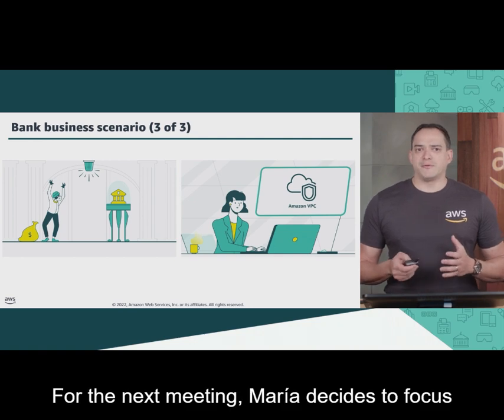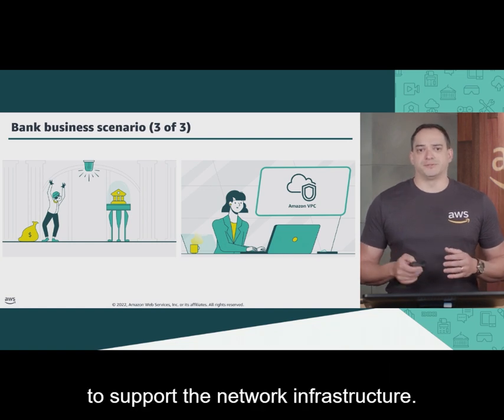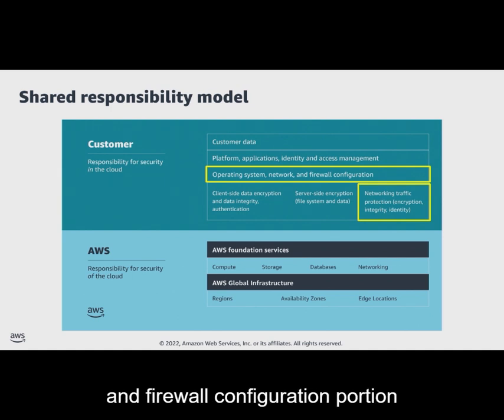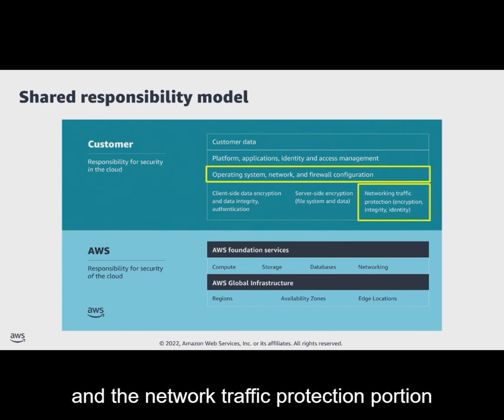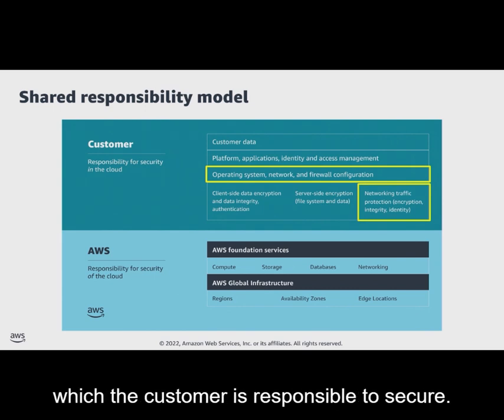For the next meeting, Maria decides to focus on using a VPC and applying multiple layers of security to support the network infrastructure. This module focuses on the operating system, network and firewall configuration portion, and the network traffic protection portion of the shared responsibility model, which the customer is responsible to secure.